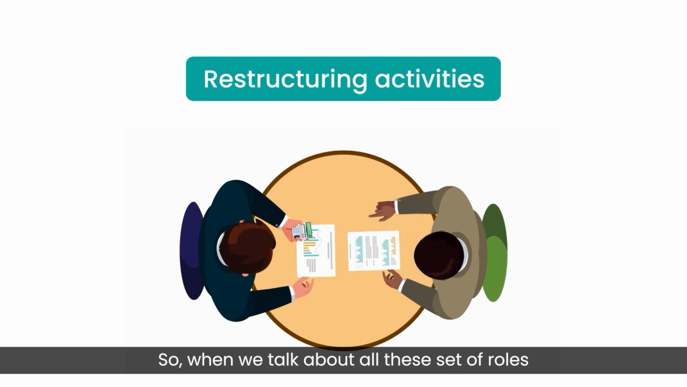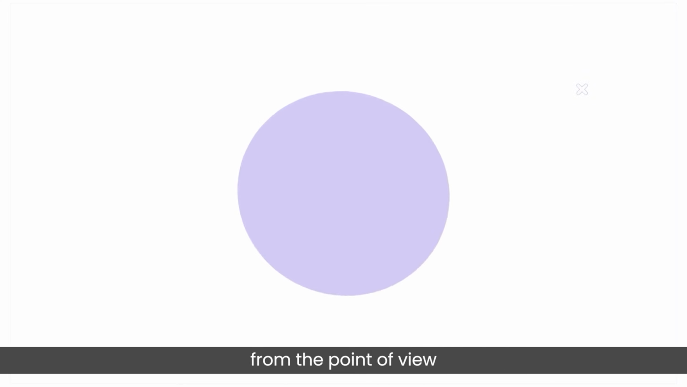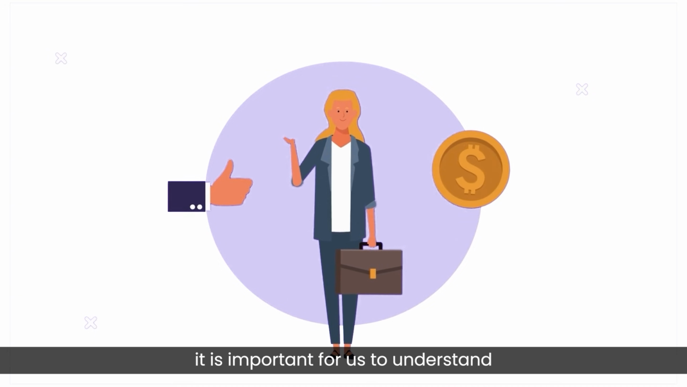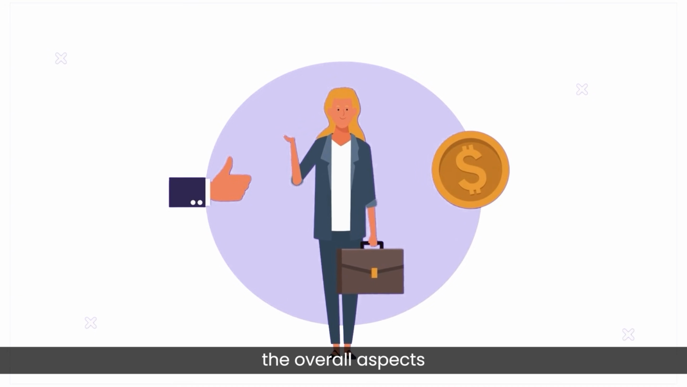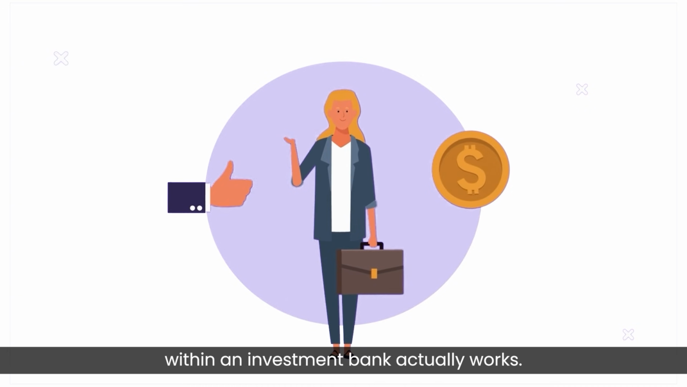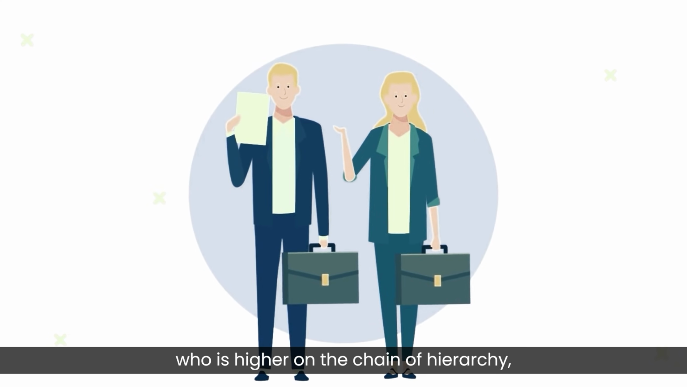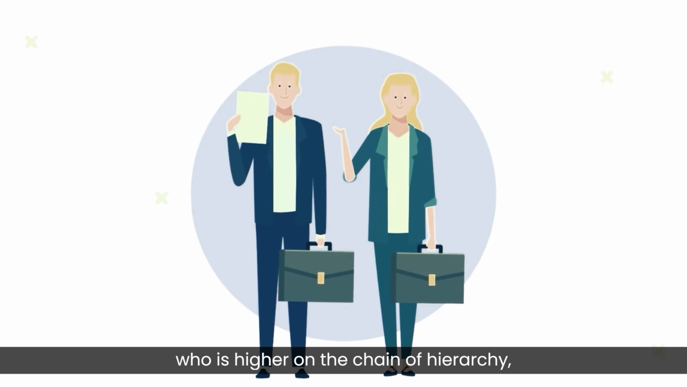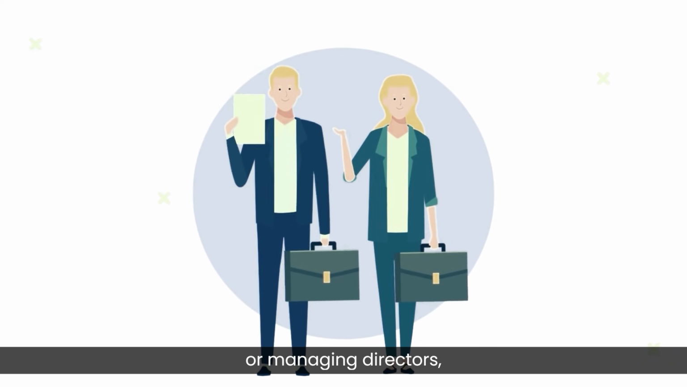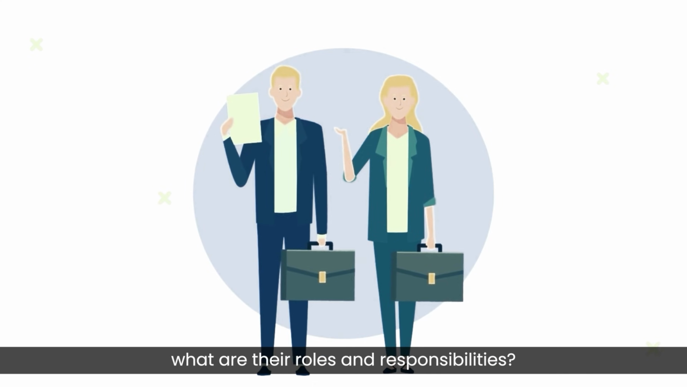So when we talk about all of these set of roles from the point of view of learning investment banking, it is important for us to understand the overall aspects of how the hierarchy within an investment bank actually works. Hence, we will quickly check out who is an associate, who is an analyst, who is higher on the chain of hierarchy, vice president or the managing director. What are their roles and responsibilities?